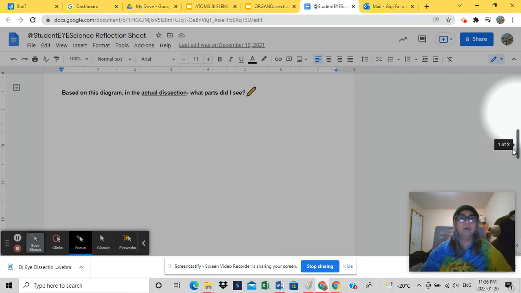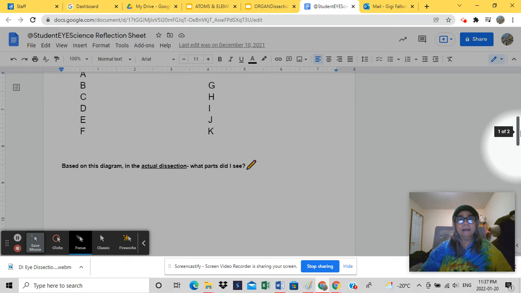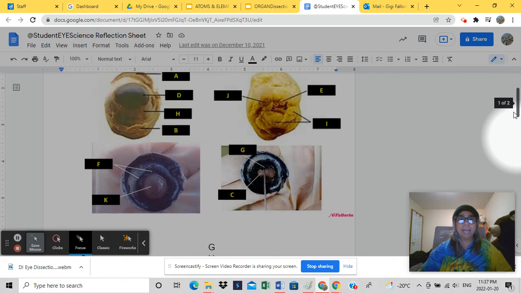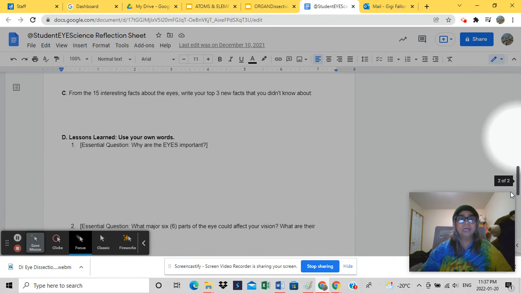Now, hopefully, you can do this in the lab so that based on this diagram, in the actual dissection, you see what parts you saw. But it depends if you're doing remote learning. Maybe you will skip this part and just concentrate on labeling the parts of the pig's eye.